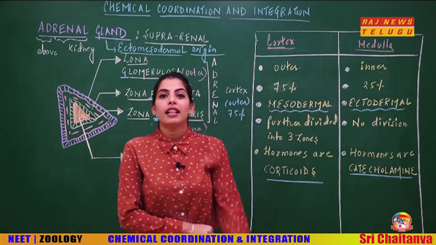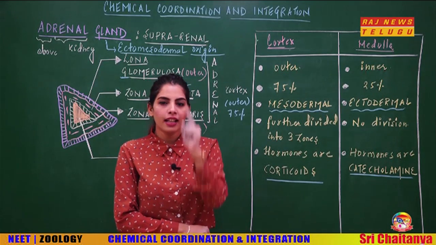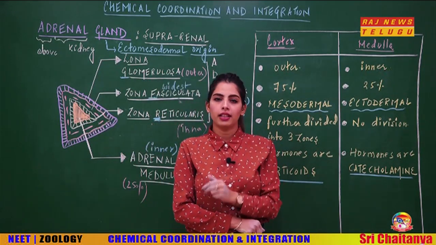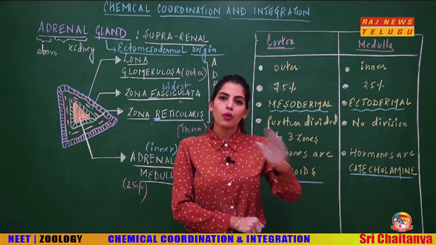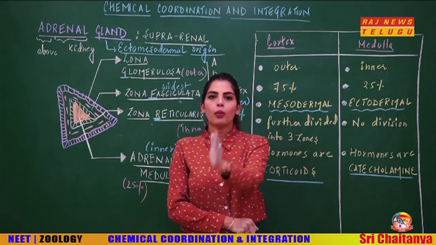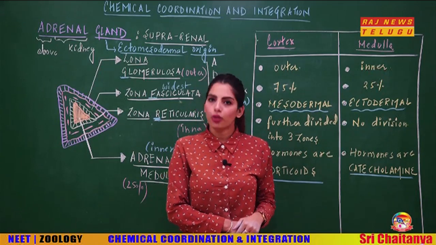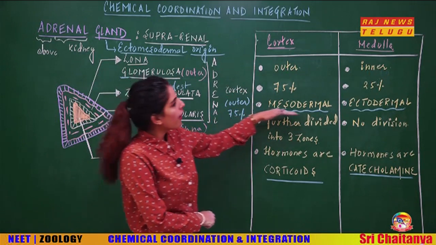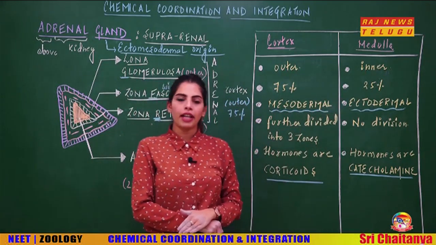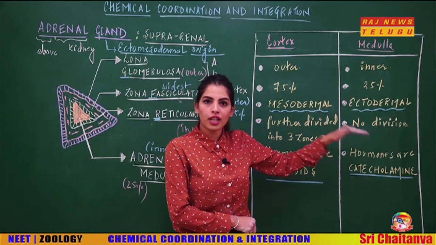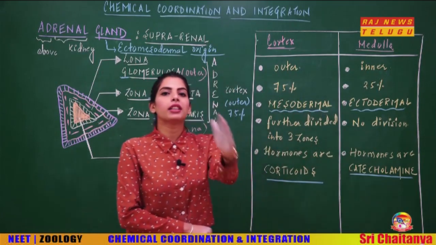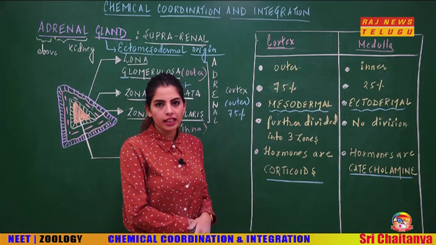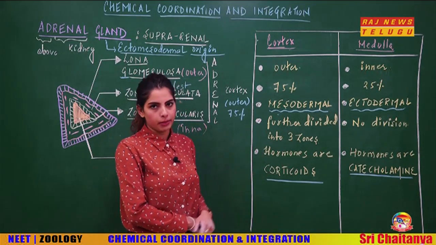Now coming to the interesting thing. We said that the origin of the adrenal gland is dual, ectomesodermal. So which part has ectodermal origin, which part has mesodermal origin? The cortex has a mesodermal origin, whereas the medulla has an ectodermal origin. Medulla, ectodermal origin; cortex, mesodermal origin. I hope you are clear now why it is ectomesodermal.